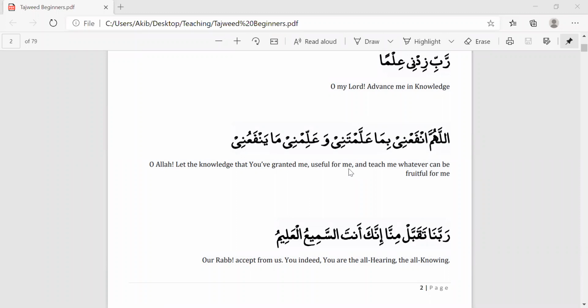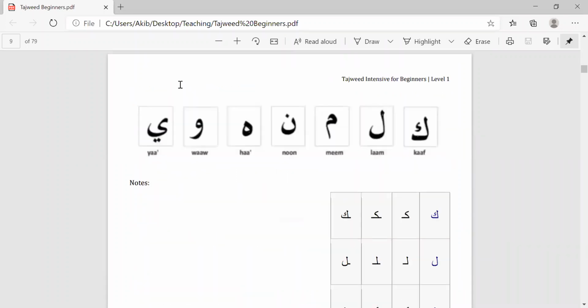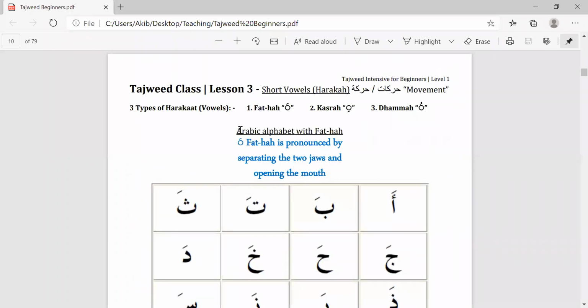Yesterday, we went through the first of the vowels. We went through the fatha. I mentioned that the fatha is this line on top of a letter. What it does is it gives the letter a particular type of sound, okay? So the fatha gives it an a sound. We mentioned that yesterday, that any letter with the fatha will give it an a sound.